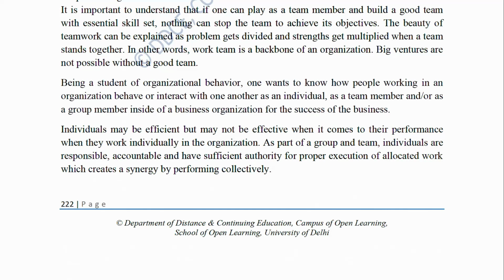Individuals may be efficient but may not be effective when it comes to their performance when they work individually in the organization. As part of a group and team, individuals are responsible, accountable, and have sufficient authority for proper execution of allocated work, which creates a synergy by performing collectively.